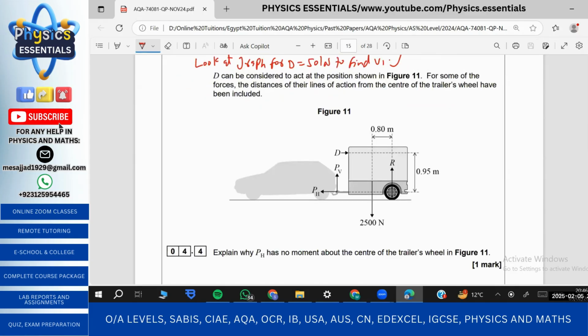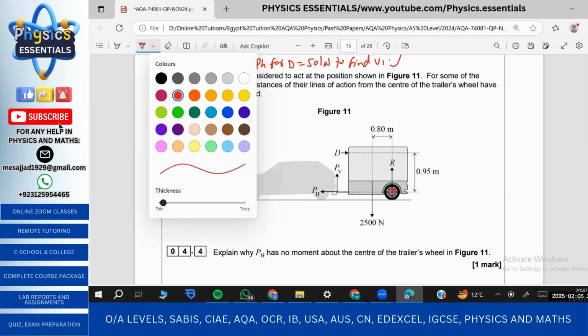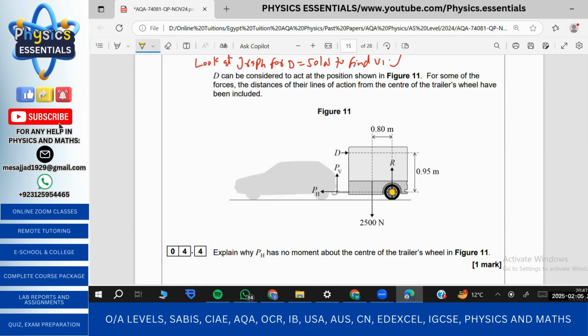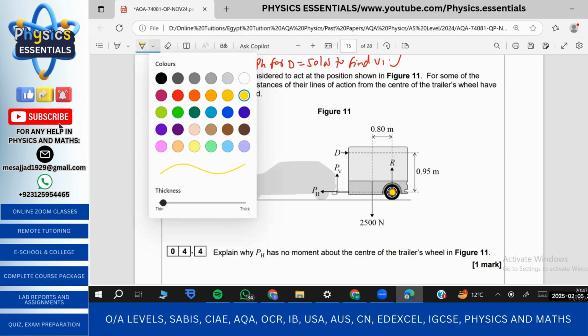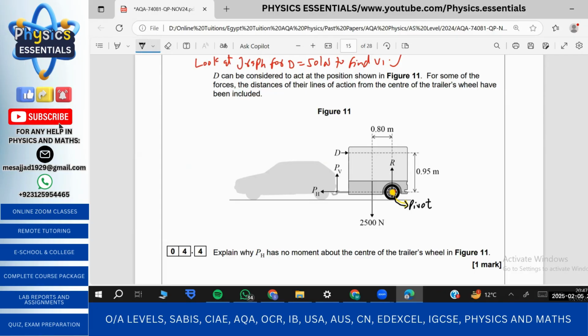Okay. D can be considered to act at the position shown in figure 11. For some of the forces, the distances of their lines of action from the center of the trailer's wheel have been included. This is the center of the wheel. That is the pivot, you can say. This will be our pivot. Explain why PH has no moment about the center of the trailer's wheel.